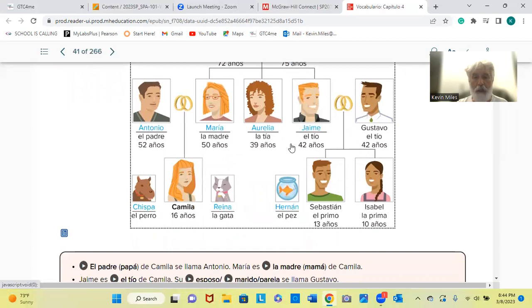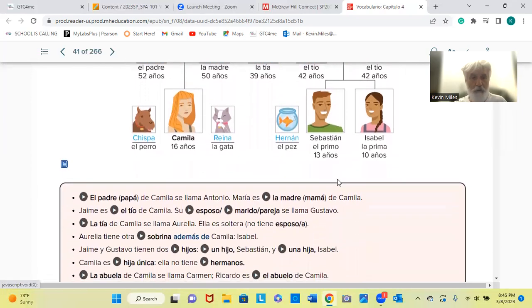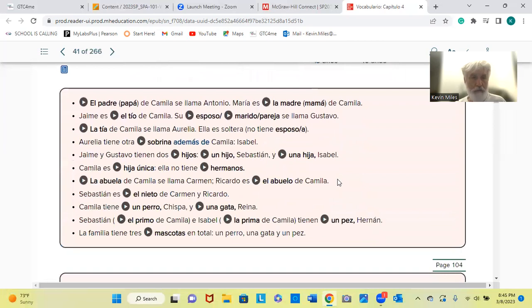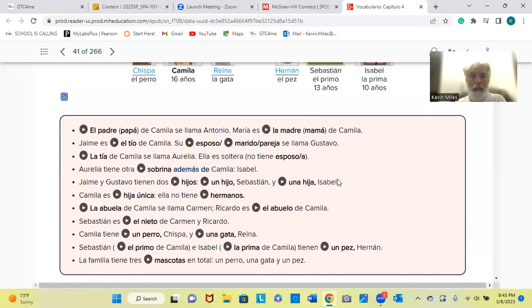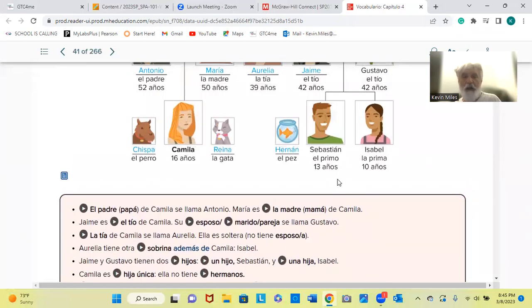There's their children, and then their children are married in turn, and they have children. So you should be able to follow a family tree like this and answer very basic, simple questions on it. And let's move on. So in this particular family tree, they show relationship, again, using the preposition de. So let's take a look at this.